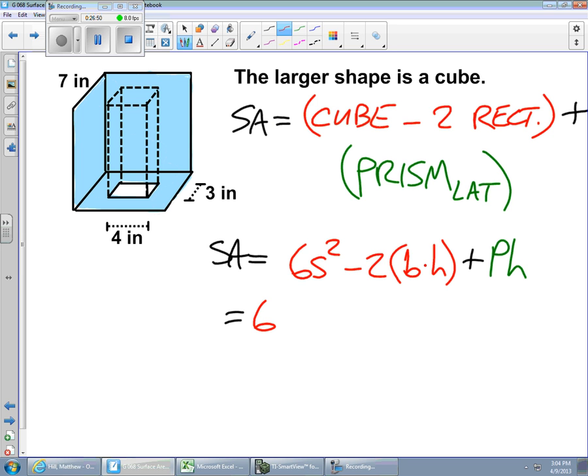6 is part of the formula. What's the side of our cube? Okay, we got 7 there. Squared, minus 2. Okay, now we need the dimensions of the little rectangular cutouts. How big are they? Yeah, 4 by 3.